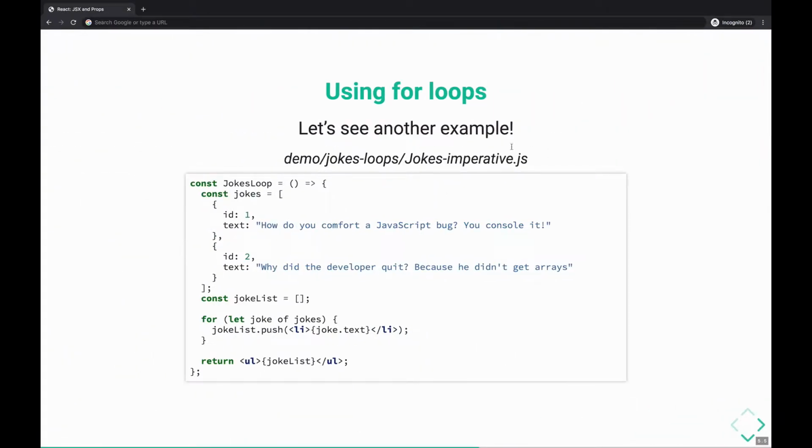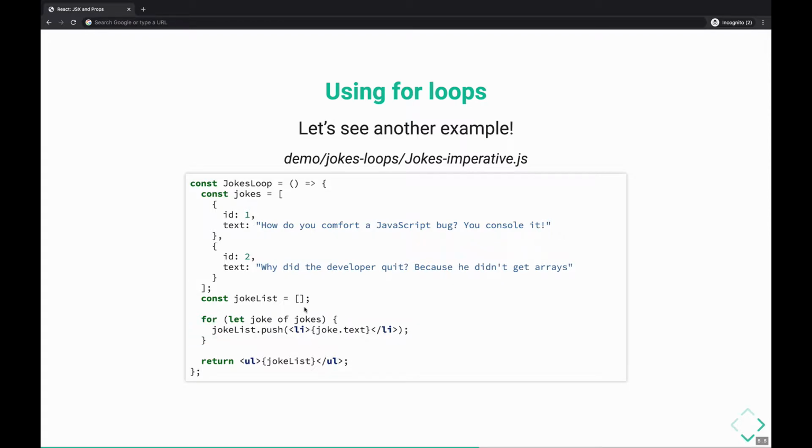So here's another example in the slides. It is a jokes loop component. So we have jokes, they're just hard-coded here. How do you comfort a JavaScript bug? You console, console it. It's very, very funny. Why did the developer quit? Because he didn't get a raise. Hilarious. So we loop over them in this one using a for loop, like I showed you earlier.